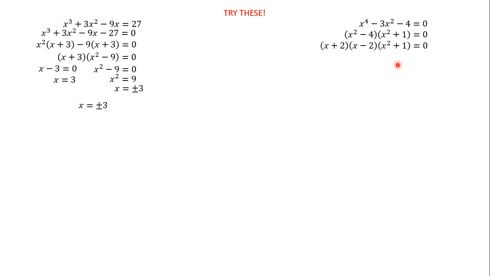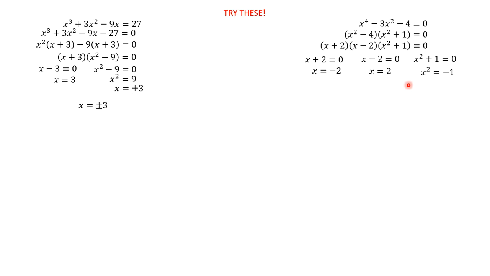And when we think about it, we're trying to get it equal to 0. Well, one thing we know about x squared is it's going to be positive, or 0. When we add 1 to it, it's going to be positive, and positive things don't equal 0. But x plus 2 could equal 0. X minus 2 could equal 0. This one's not. We'll see that in a second. So x equals negative 2, x equals positive 2, x squared equals negative 1.